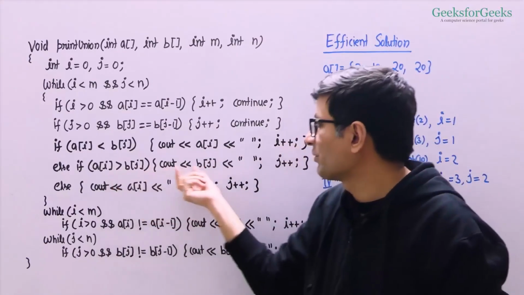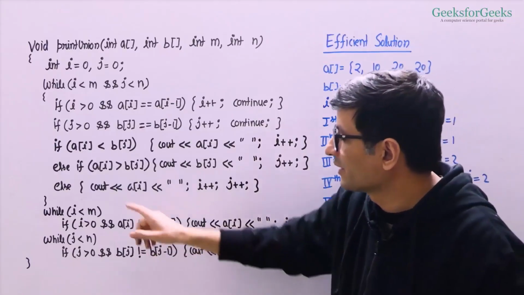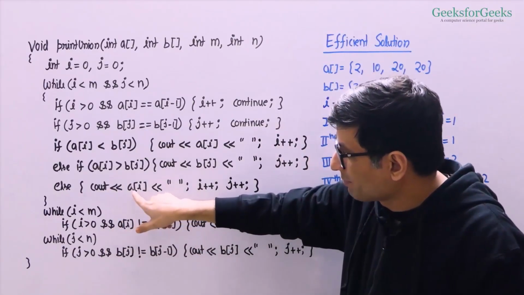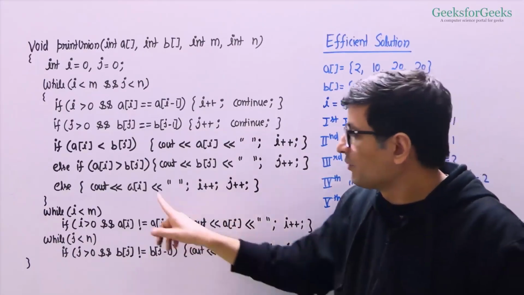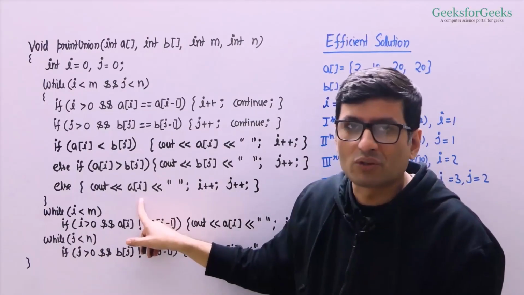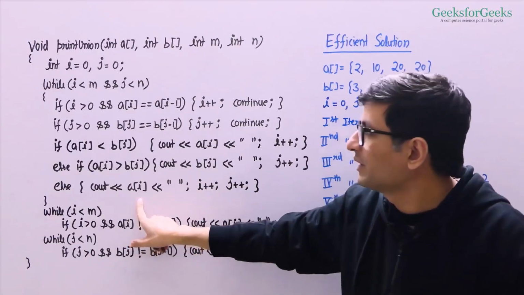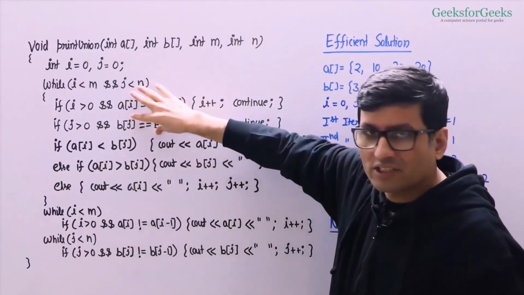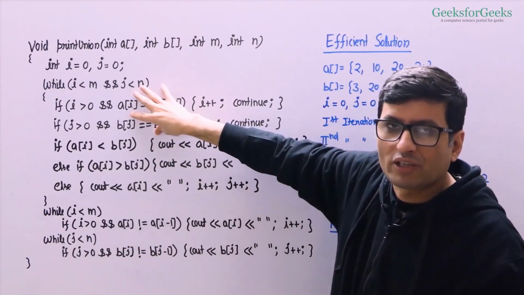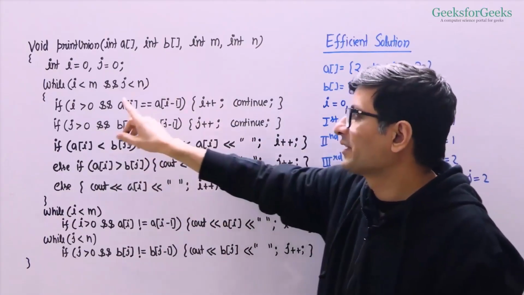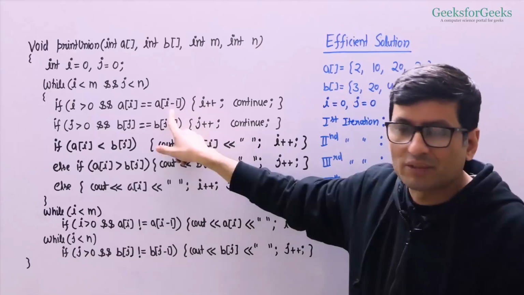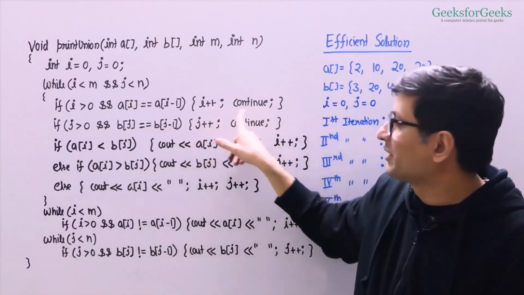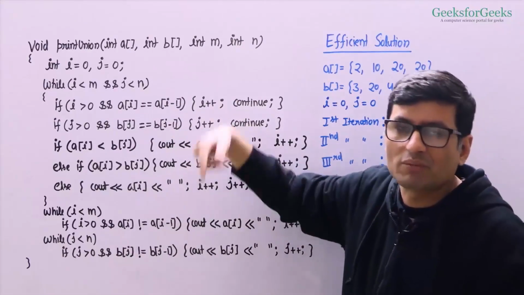If bj is smaller, we process bj and move ahead in B array. If they are same, then we print AI here and we move ahead, I plus plus and j plus plus. We are only printing AI because we don't want to print duplicates as per the question requirements. And these two conditions extra that we have added, they are also for handling duplicates. If there exists a previous element and if the current element is same as the previous element, then we simply ignore this element. Continue means simply ignore it and move ahead.